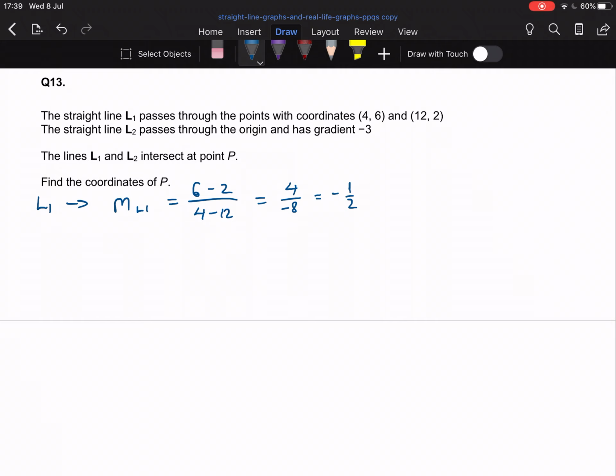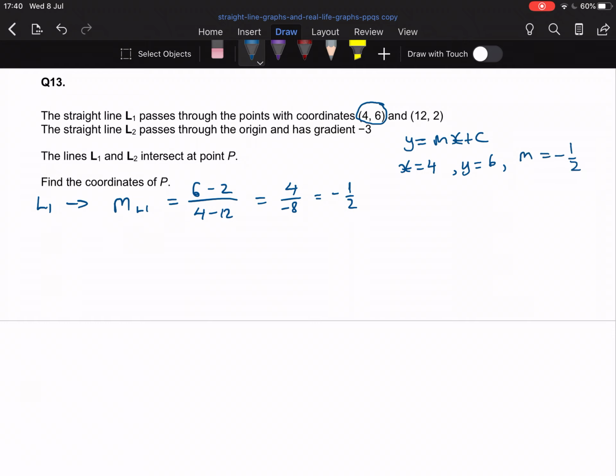Now I can choose either of the 2 points that I know are on L1 to work out the full equation. So I'm going to choose the first point, (4, 6), because it seems like it's smaller numbers. You can choose whichever one you want. And I'm going to write out my y = mx + c, and I'm also going to do my list. So I know that x = 4, y = 6, and m = -1/2.